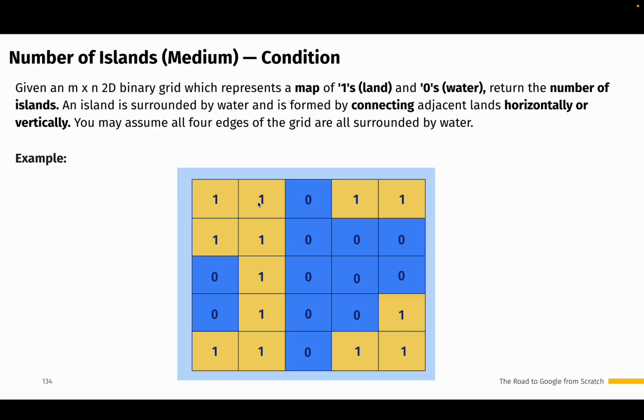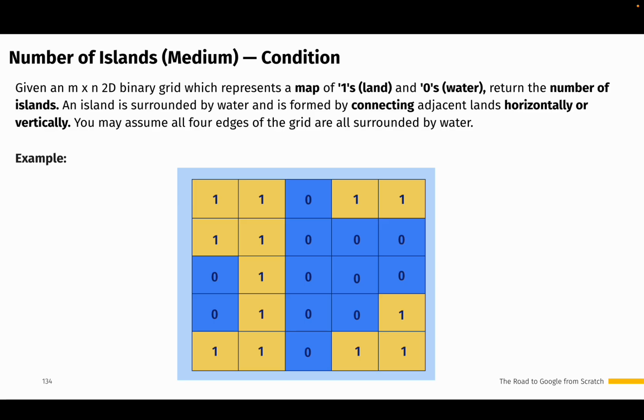And then we again continue scanning the grid. And when we find another one, for example, when we reach this one, we will need again to increment our counter because it means that we have found another island. So that's the idea.